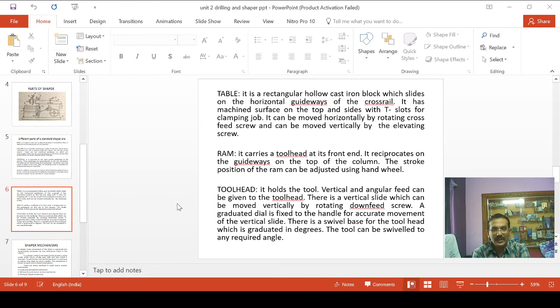Next one is the tool head. It holds the tool. Vertical and angular feed can be given to the tool head. There is a vertical slide which can be moved vertically by rotating the down feed screw. A graduated dial is fixed to the handle for accurate movement of the vertical slide. There is a swivel base for the tool head which is graduated in degrees. The tool can be swiveled to any required angle.